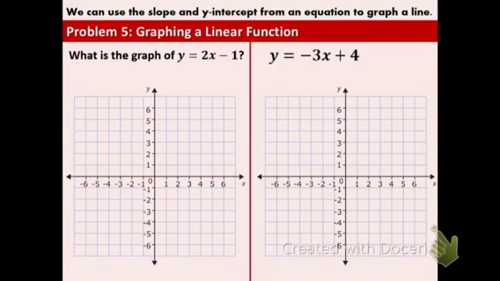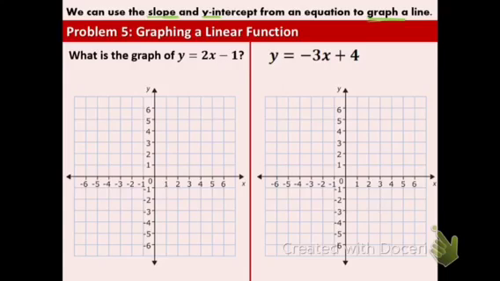Example 5. We can use the slope and the y-intercept from an equation to graph a line. So the blanks here are slope, y-intercept, and we'll use both of those to graph a line. So take a look. We have 2 examples here. First one is y equals 2x minus 1.